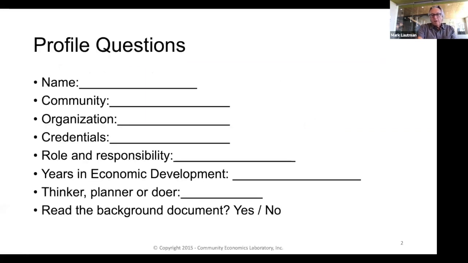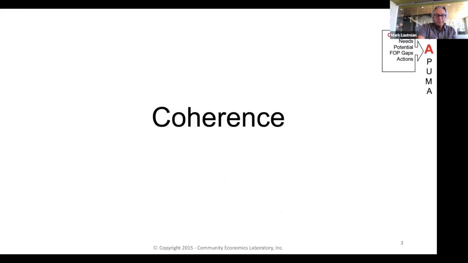So if you remember, going through when we were talking about who's actually been invited to be part of this, what are our expectations, and are you a thinker, planner, or doer? We kind of went through all that stuff. And I'm just going to fly through this just to refresh what we did last week.